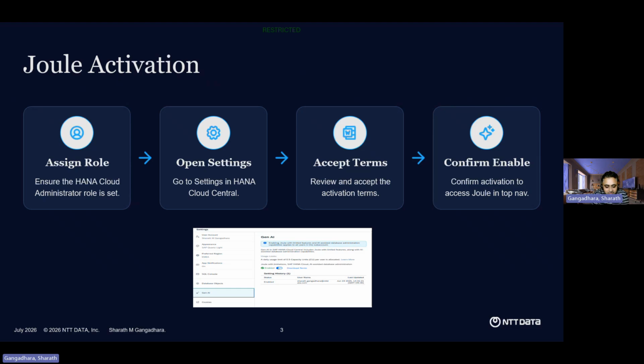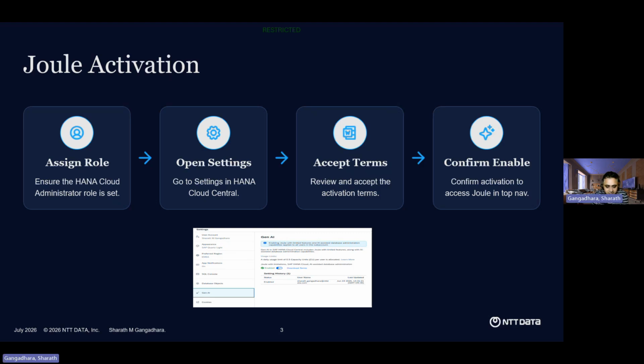To activate the Joule feature for HANA Cloud Admin, if you already have the role to access HANA Cloud Central, you just need to go to your profile settings and open the Gen AI tab. You just need to flip a switch, accept the terms, and it's activated. And the best part is you can activate and deactivate as and when you need. So let's say you would like to do an admin activity for a certain period, you can activate it and deactivate it.